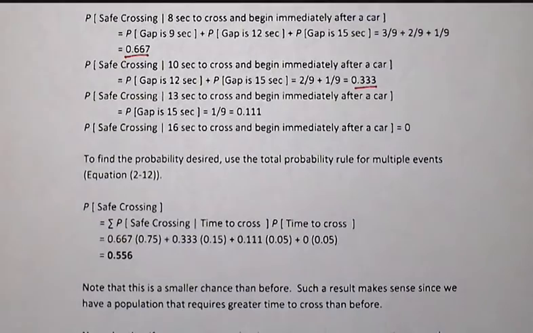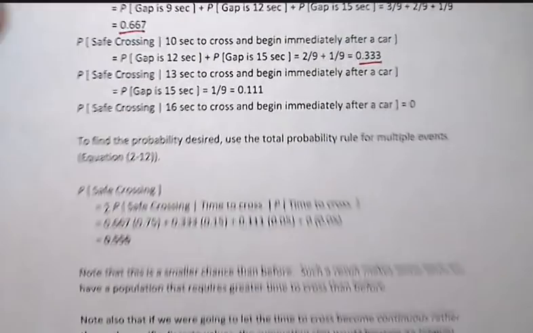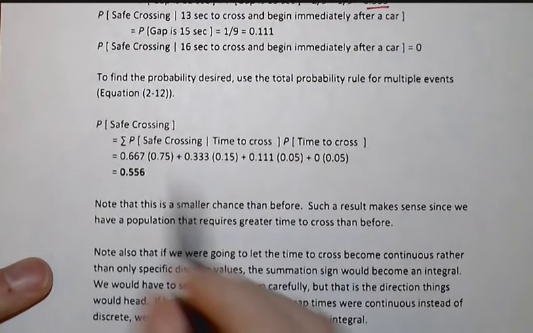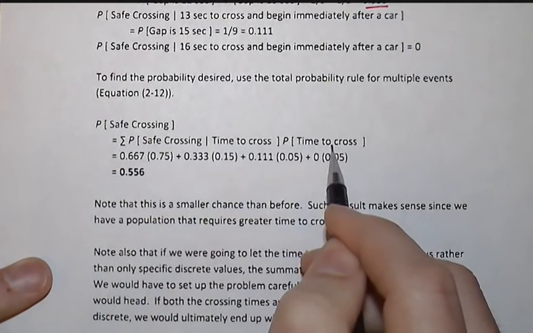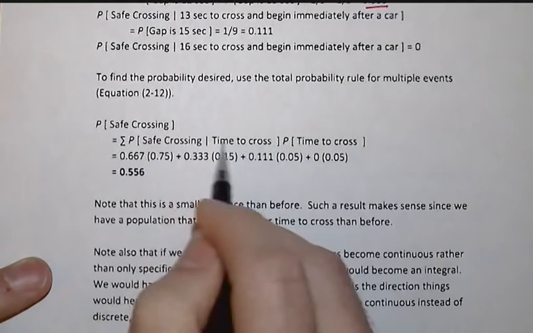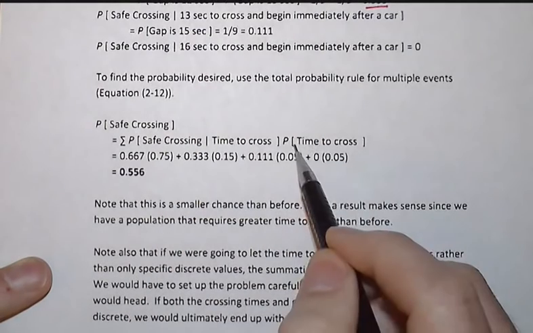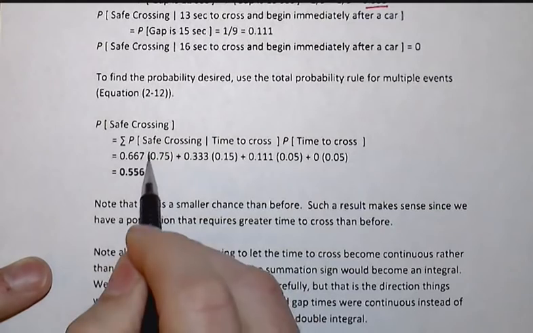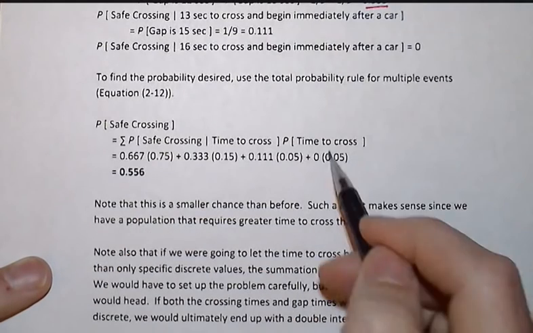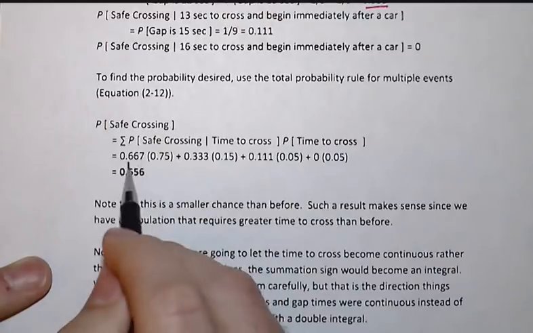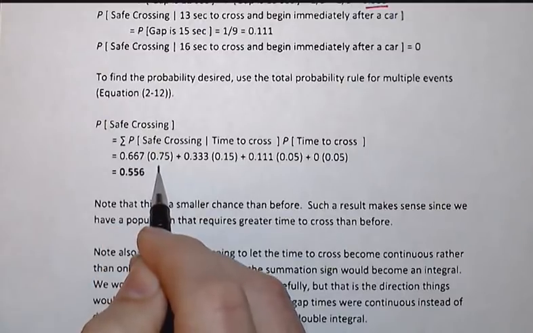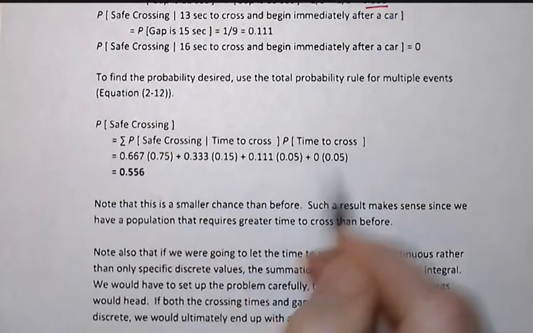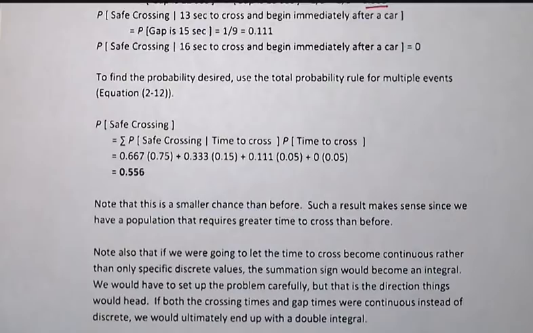All right, so now we go to the total probability rule, where we look at all the various combinations of possibilities. The probability of safe crossing is going to equal the sum of the conditional probability times the marginal. Right, so the probability of safe crossing given the time to cross, that's up here, and this is the probability of the time to cross. So we're weighting all of these numbers up here by the likelihood of the conditioning event. That's really what's happening here. So a 67% chance that we make it if it takes us 8 seconds, times a 3/4 chance that we have an 8-second crossing time, and so on and so forth, gives us a 56% chance of making it across.